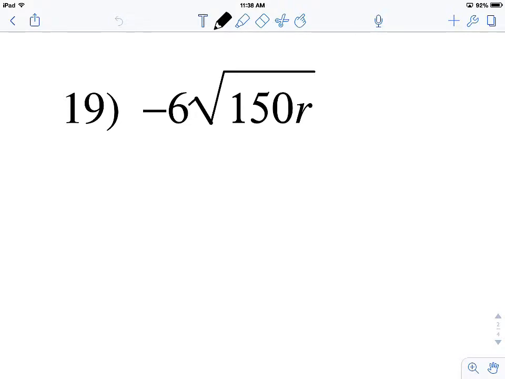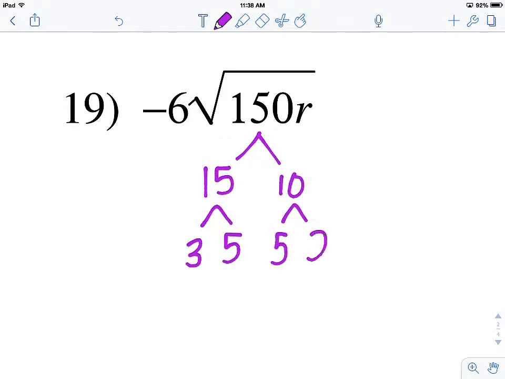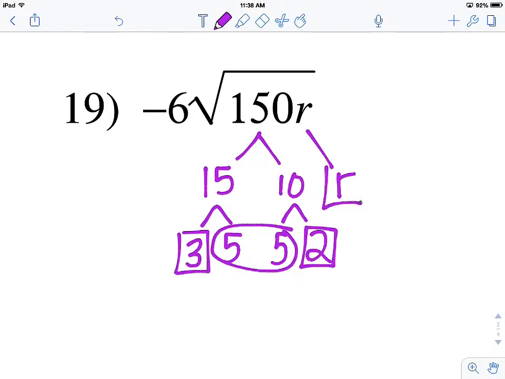The back problems are very similar, they just have a number outside. So this is how you're going to solve it. To break down 150, we would use 15 and 10, and then we have 3 and 5, and 5 and 2. So we have a pair of 5s with 3 left over and a 2 left over. We also have an R that would be boxed.